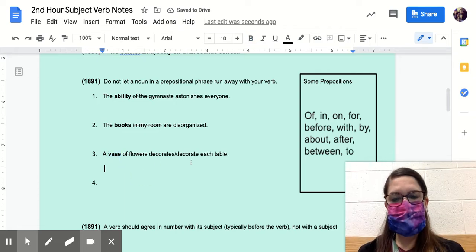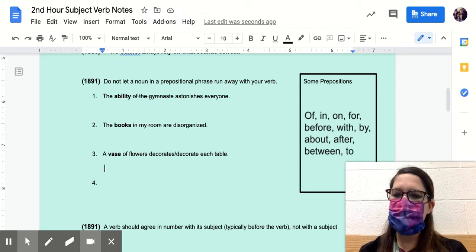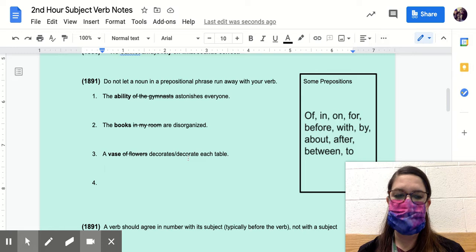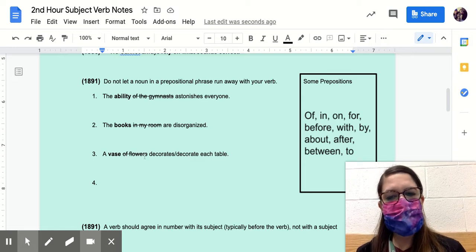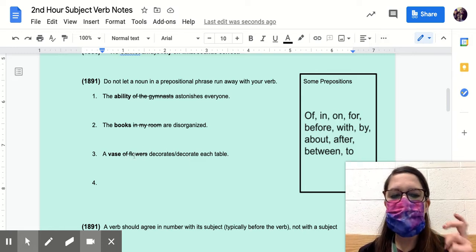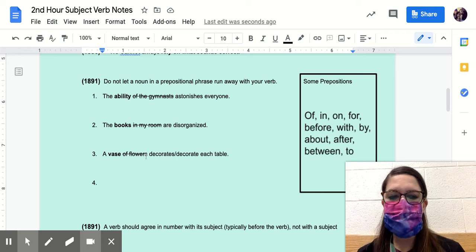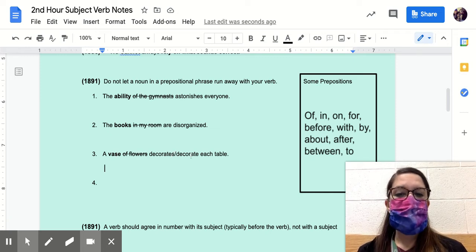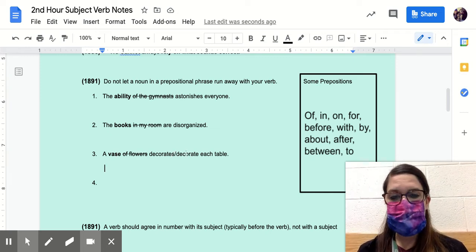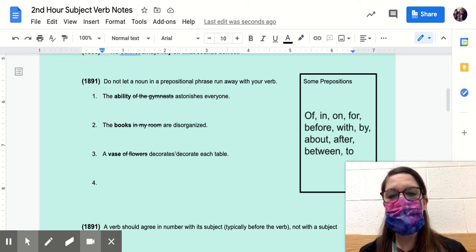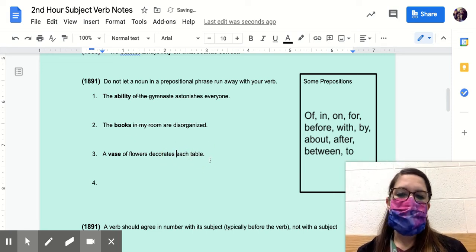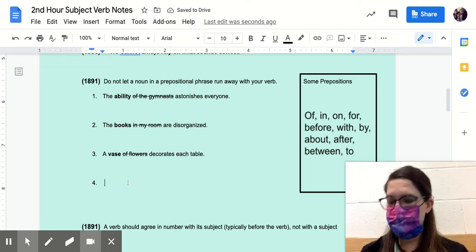Is it one vase, singular, or is it multiple vases? Here we only have one. So we have a singular subject. We need the singular verb. If we didn't get rid of this prepositional phrase, we might be confused and think that flowers is the verb or the subject, but it is not. Vase is. And so vase is singular. So is it decorates or decorate? We need the singular verb. Singular verbs have S's at the end, so we want decorates. So a vase of flowers decorates each table.